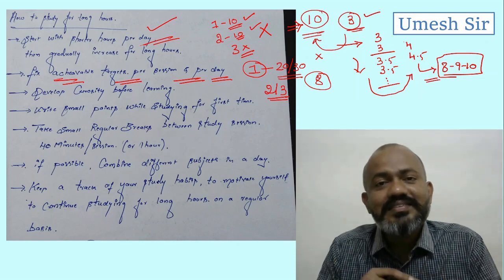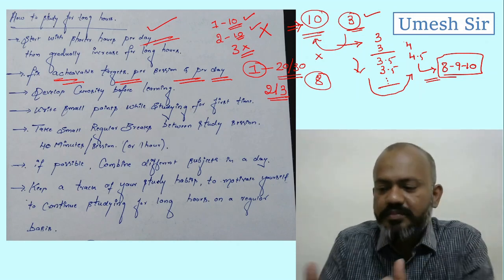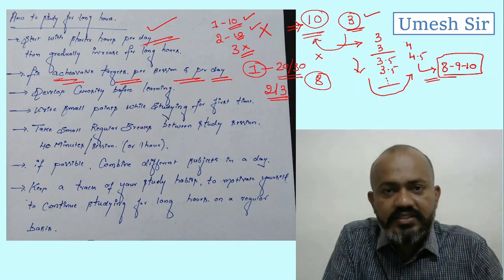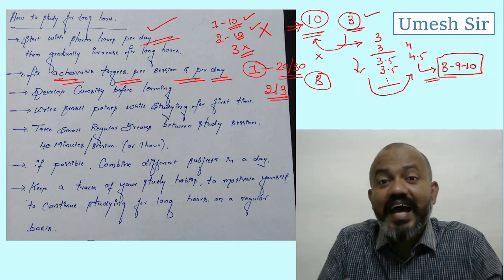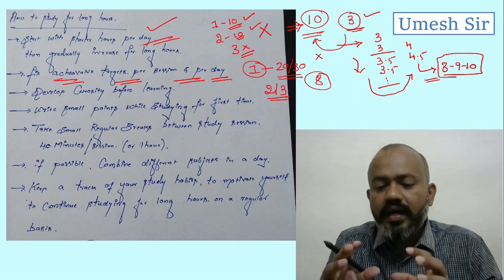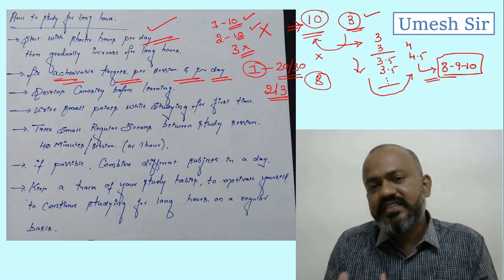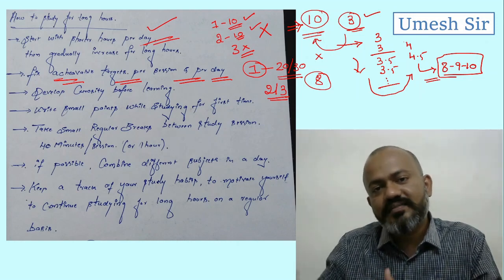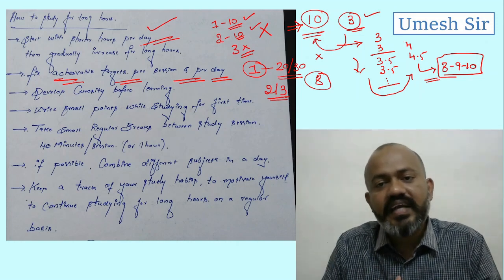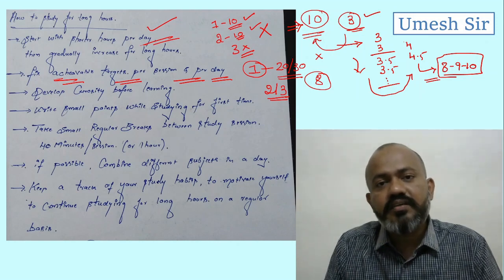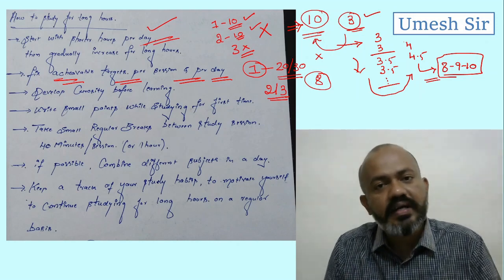You have to fix it like this: per hour, this many concepts or this many pages. 2 to 3 pages is achievable. The goal should be achievable per session, 2 to 3 pages, and in every session I will add another 2 to 3 pages. Like that you study for 8 hours. 8 hours means 3 pages per hour.